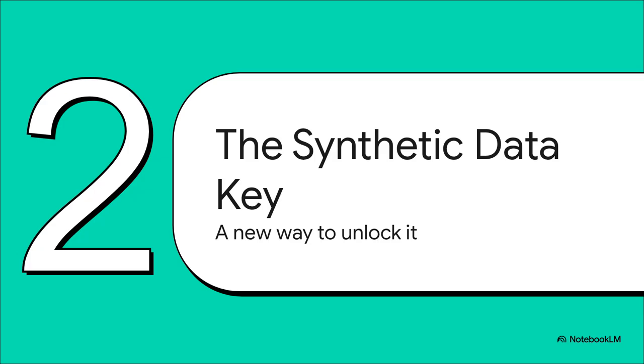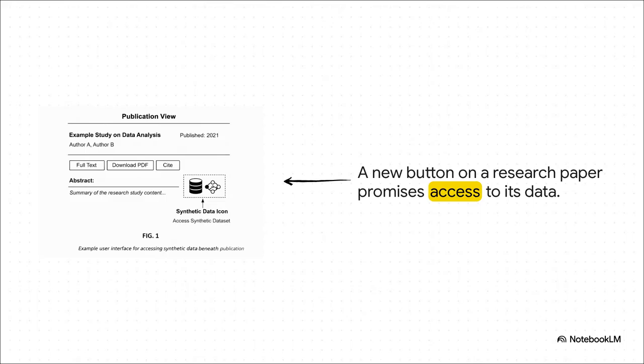Period. But what if you didn't have to pick the lock at all? What if you could just create a whole new key? This is exactly where our first invention comes into play, the synthetic data key. Okay, picture this. You're on a publisher's website looking at a paper. Right next to that download PDF button we all know, there's a new icon. The patent actually calls it an interactive element, and it's promising you access to a synthetic dataset that's inspired by that very publication. You just click it, and you're in.